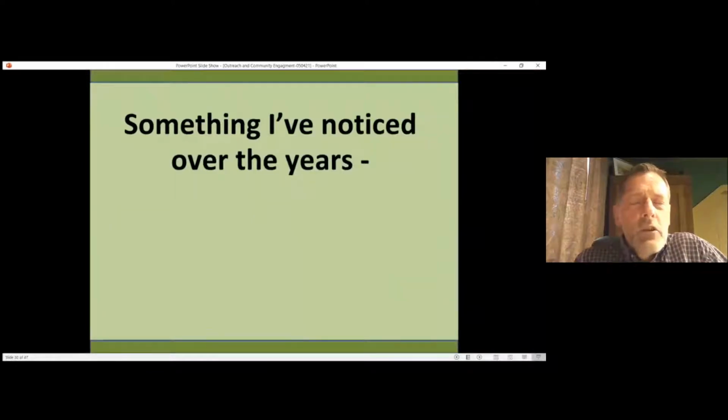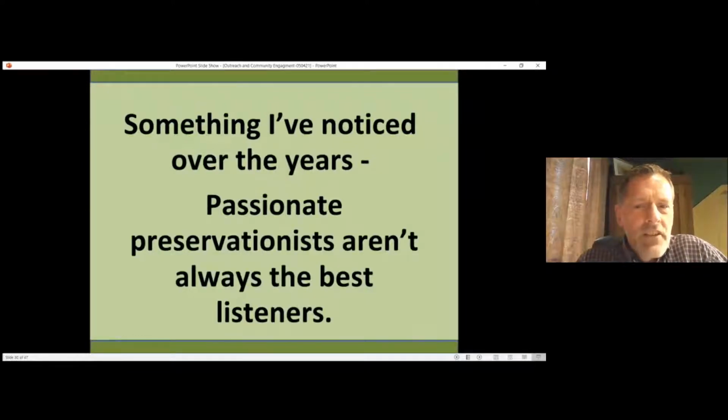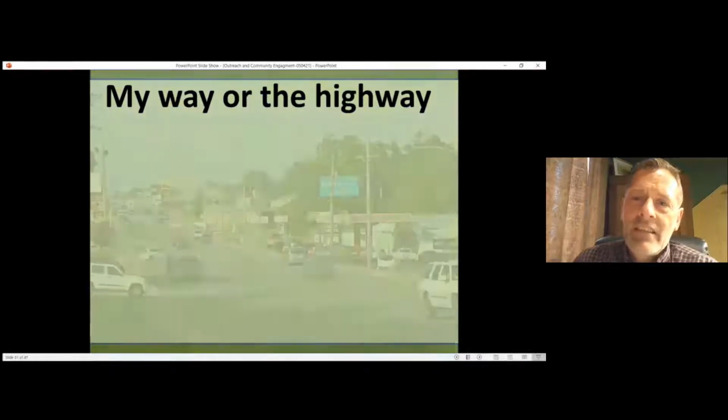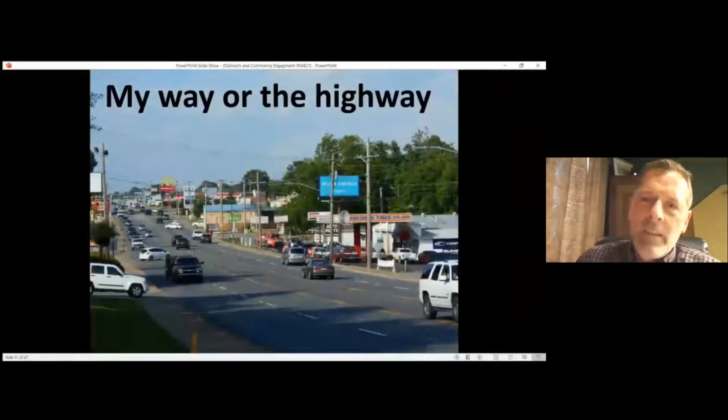All right, I might offend a few of you on this next slide here, but I'm going to say it anyway. Something I've noticed over the years, passionate preservationists aren't always the best listeners. Sorry, had to say it. I have noticed this over the years. So what I've noticed is that when we take the my way or the highway approach to things, that's kind of what we end up with as local preservationists.